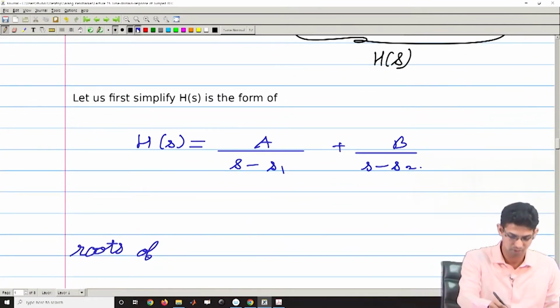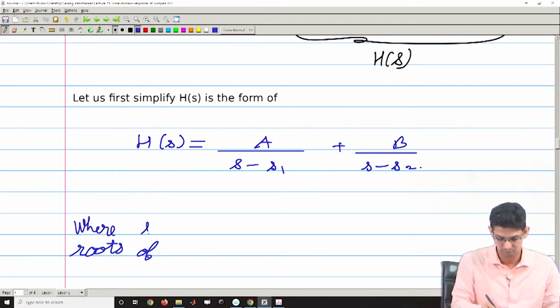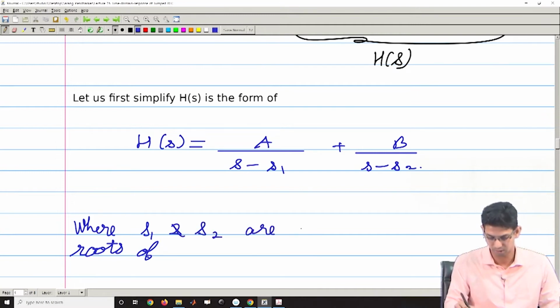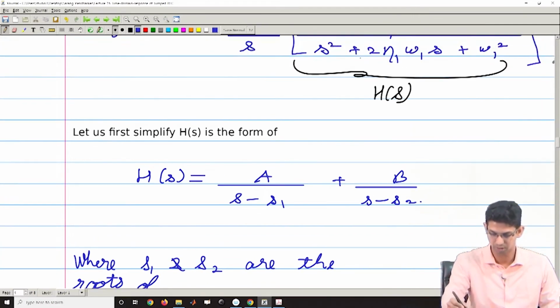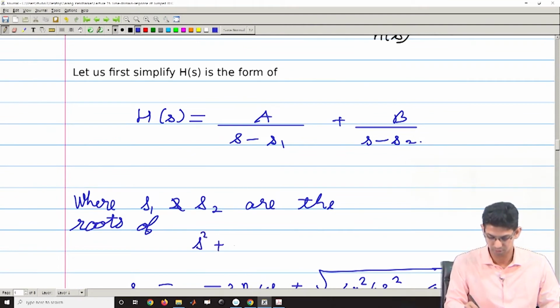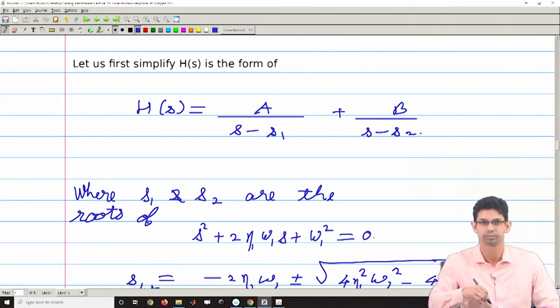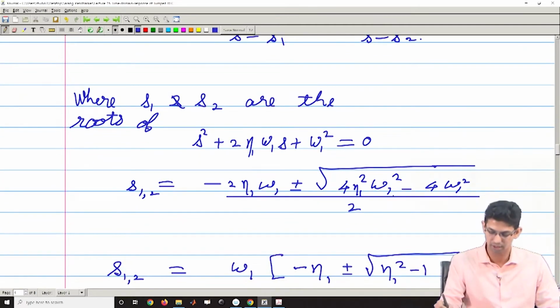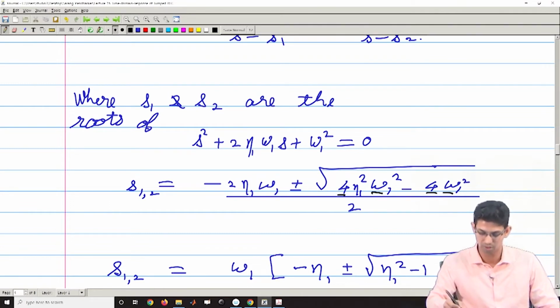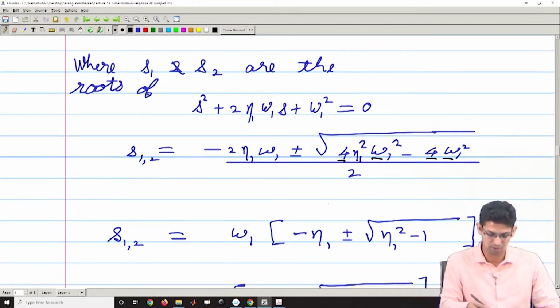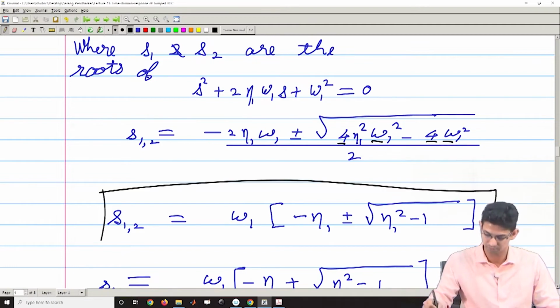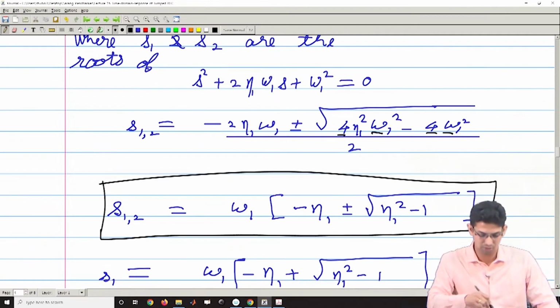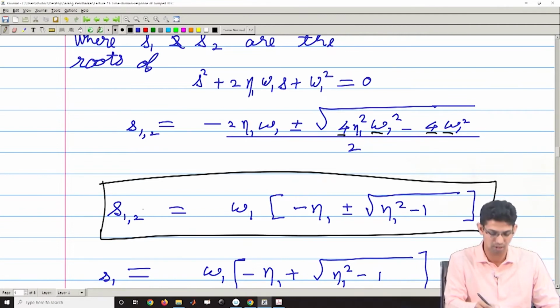Here S1 and S2 are the roots of the polynomial, so they are the roots of s square plus 2 eta 1 omega 1 s plus omega 1 square equal to 0. If you solve this, the expression is now straightforward. So, you will get an expression like this. Here you can see that omega 1 will come out of the square root, and that 2 and 2 will cancel out, and finally you will be getting S1, S2 as this. So, S1 and S2, there are two roots, would be given by this.